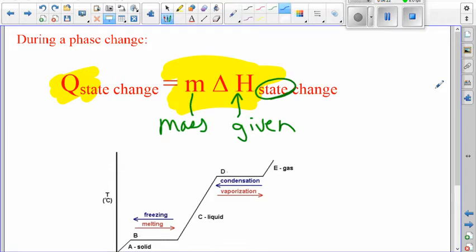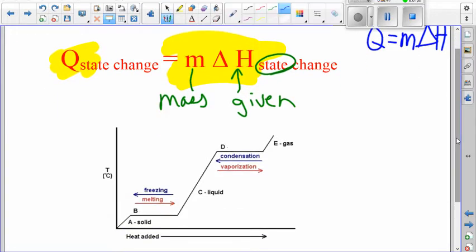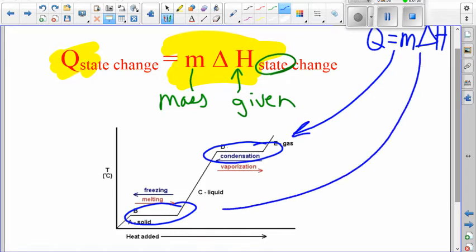The shorthand version of this equation is simply this. Q equals M delta H. Okay? M stands for the mass. And the delta H is some given value. It's a constant. I will always give you the delta H, so you do not need to memorize or calculate the delta H. I'll just give you that. And again, this equation applies to these two sections of the graph where we have a phase change. There is no delta T, so we can't use Q equals MC delta T. But when we have that situation, we'll be using Q equals M delta H for there and there.